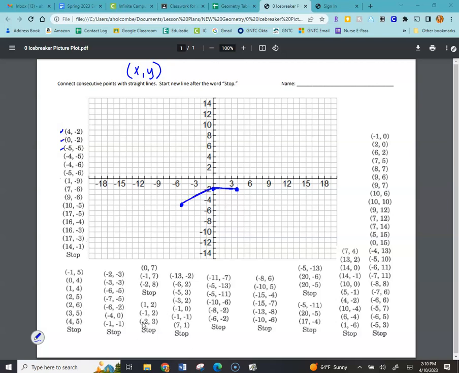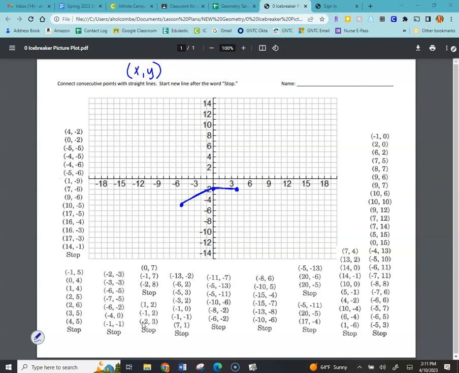Now, you will notice when you get right here, 14, -1, then it says stop. That means you pick your pencil up, and you no longer connect anything. You start new right here. So this is a little series of connections. No, you are not connecting the last one to the first one. That is a big no-no, okay? You are not connecting the last to the first.